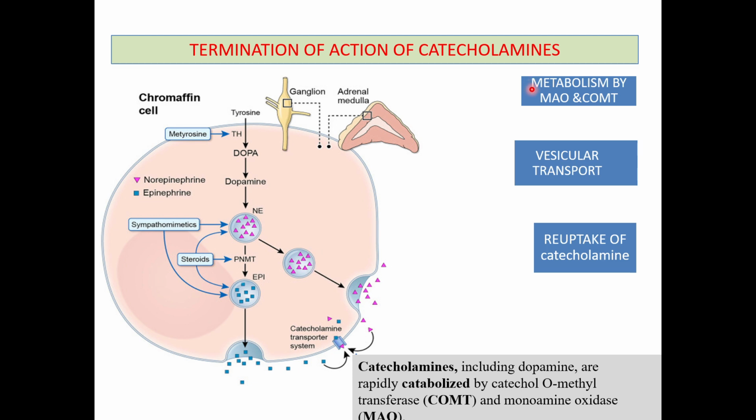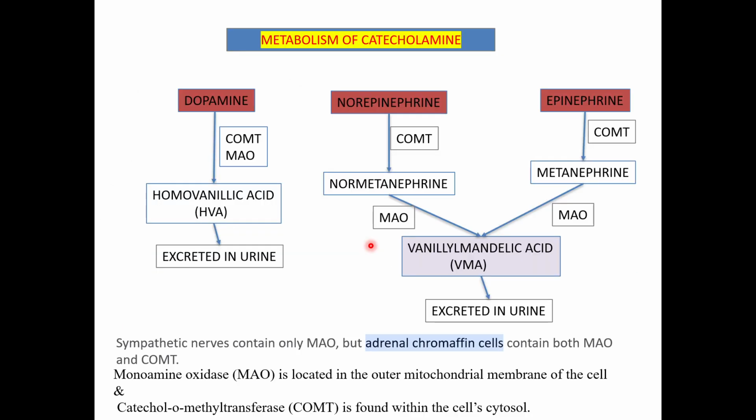And the third method of termination is metabolism by MAO and COMT. MAO is monoamine oxidase and COMT is catechol O-methyltransferase. So these are the enzymes which cause further destruction of the catecholamines. See how they do that. Dopamine, in the presence of both enzymes COMT and MAO, is converted into homovanillic acid which is excreted in urine, while epinephrine and norepinephrine first are broken down.